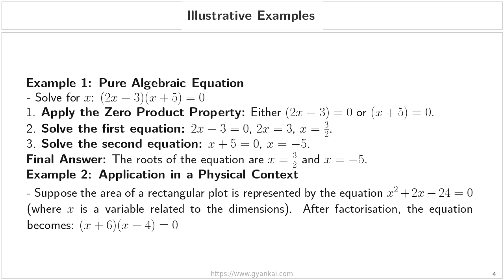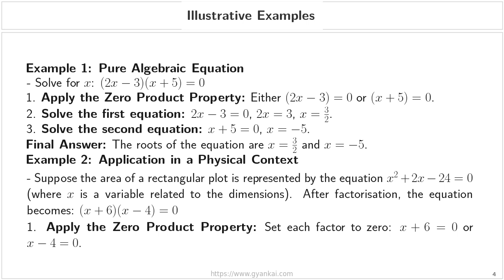Imagine we have a rectangular plot, and its area is represented by the quadratic equation, x squared plus 2x minus 24 equals 0. After we have performed the factorization process, we are left with the equation, x plus 6, in brackets, multiplied by x minus 4, in brackets, equals 0. We follow the same logic here. Step 1, apply the zero product property by setting each factor to 0. This gives us x plus 6 equals 0, or x minus 4 equals 0.